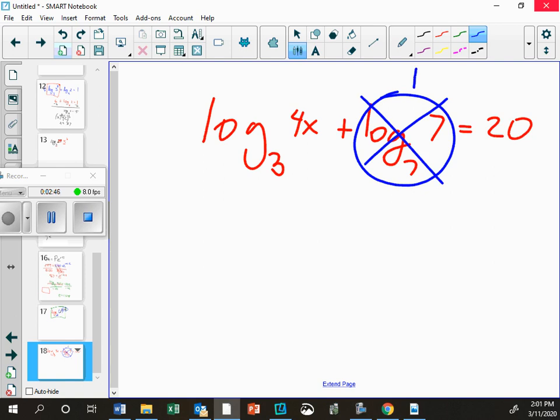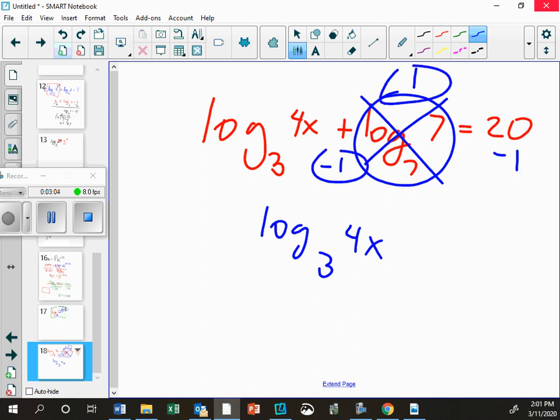Then, what should you do? Log base 3 of 4x. But wait a minute, shouldn't I get that 1 to the other side? So let's subtract 1 from both sides. Minus 1 and minus 1. And the 1 and the minus 1 would cancel each other out, so they're gone. And now I have equals 19.